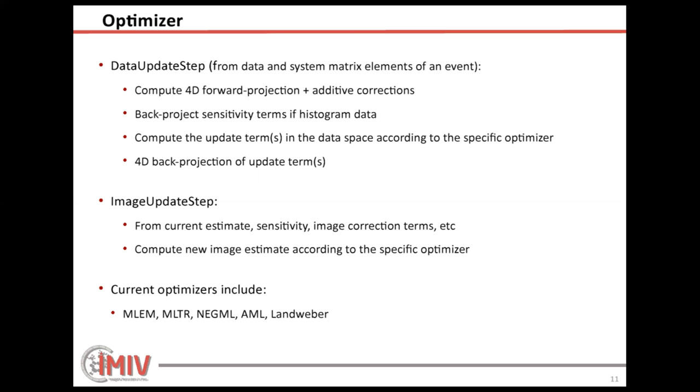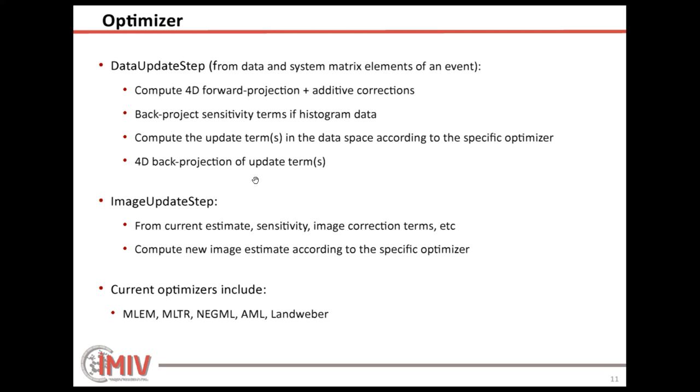So it's done in each iteration. If we are using, for example, MLEM or any algorithm where the sensitivity terms are fixed, it's somewhat repetitive because it's done at each step, but at least it's not very costly because all the system matrix elements are already stored, so it's quite fast. And it is also flexible, so that for other algorithms, like NegML, there are also other algorithms for which the sensitivity terms can depend on the current image. So it allows us to do such things. Then we compute the update terms in the data space according to the specific optimizer which is in use.